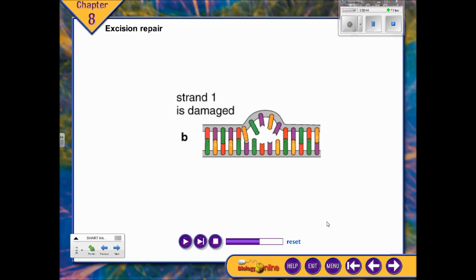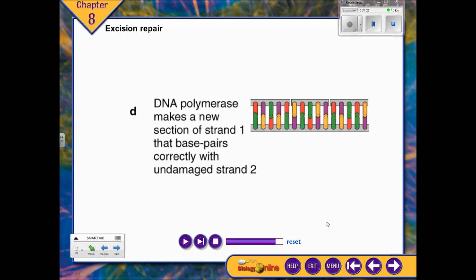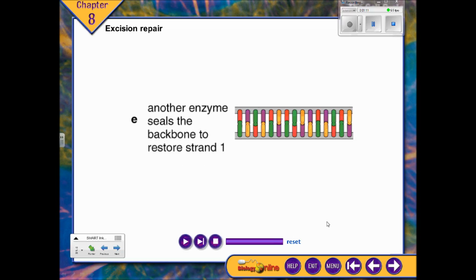First, an enzyme recognizes the mismatch and binds to the DNA. It then breaks the sugar-phosphate bonds of the mismatched section and removes the damaged or mutant DNA. Next, DNA polymerase fills in the deleted DNA sequence. Finally, another enzyme forms sugar-phosphate bonds between the replacement piece and its neighboring nucleotides.